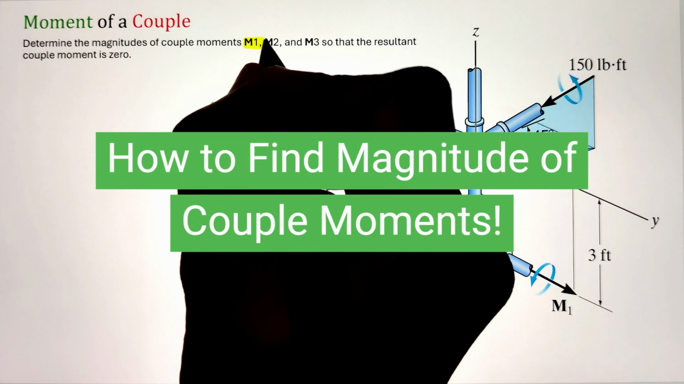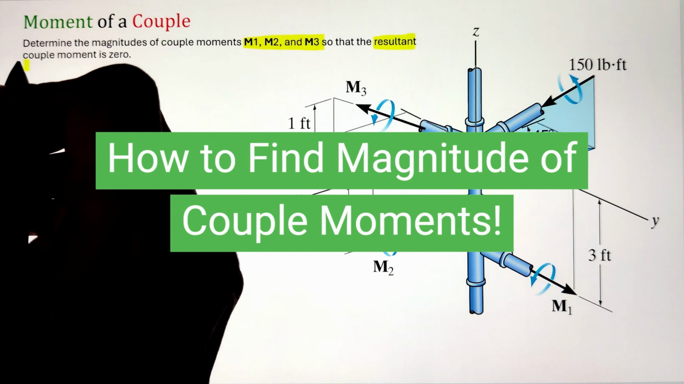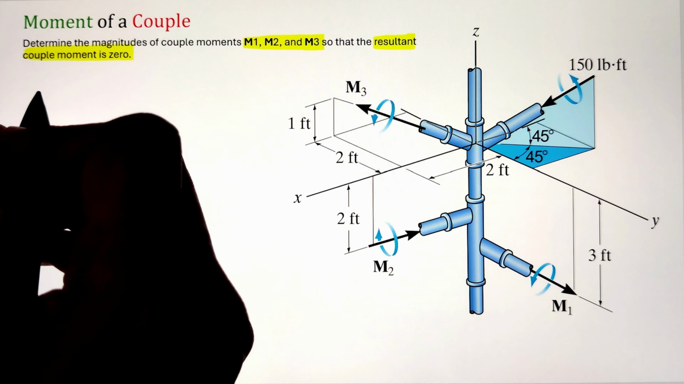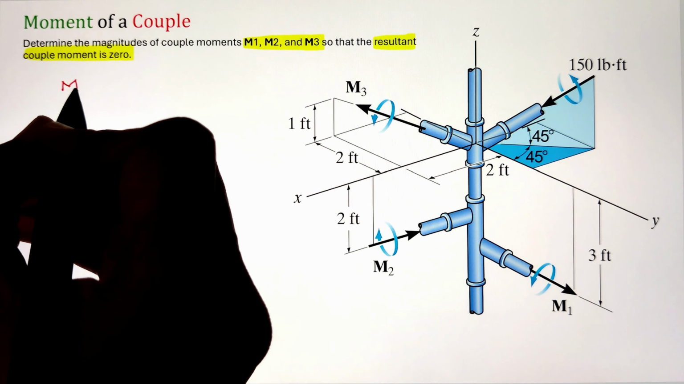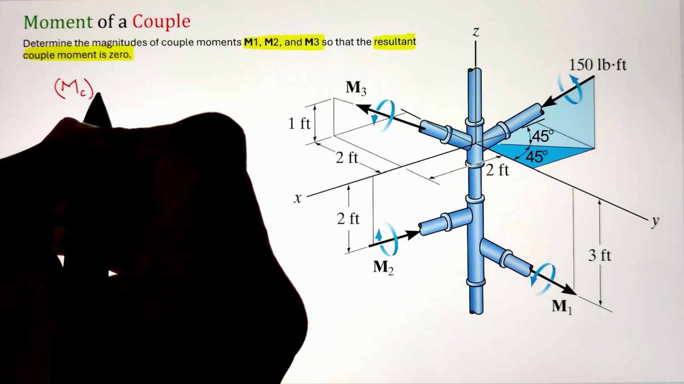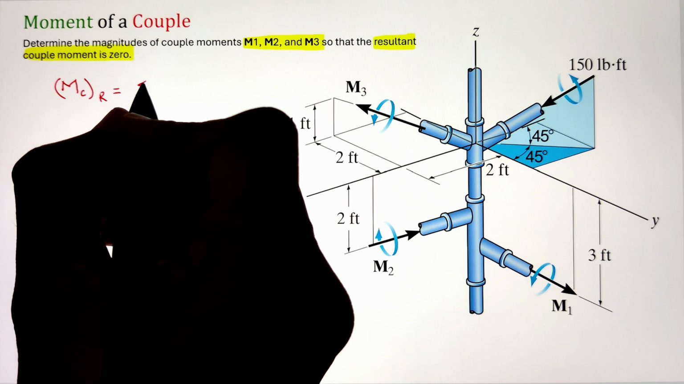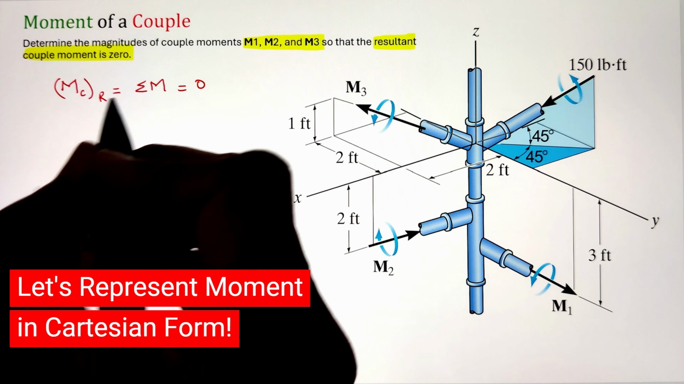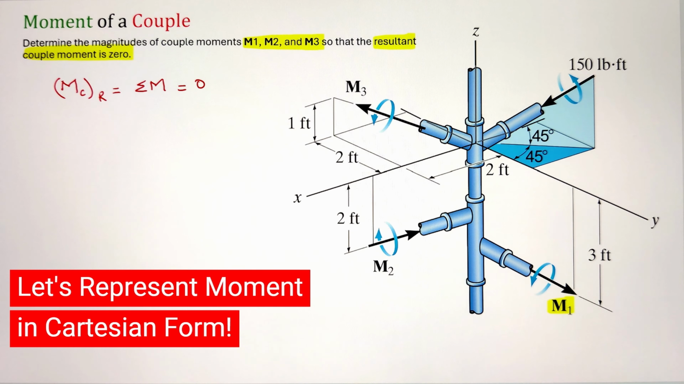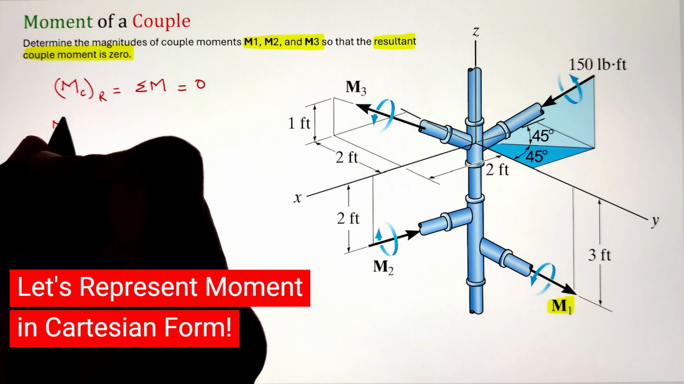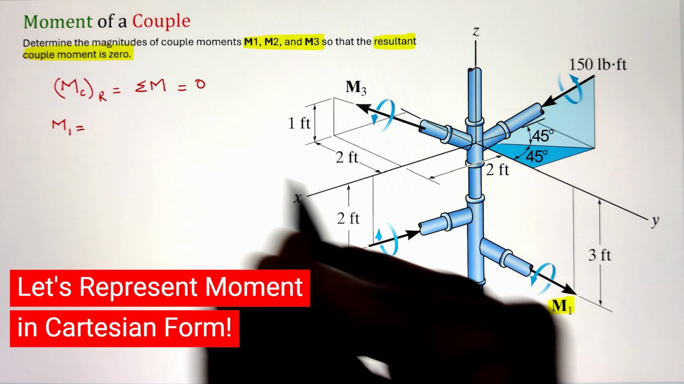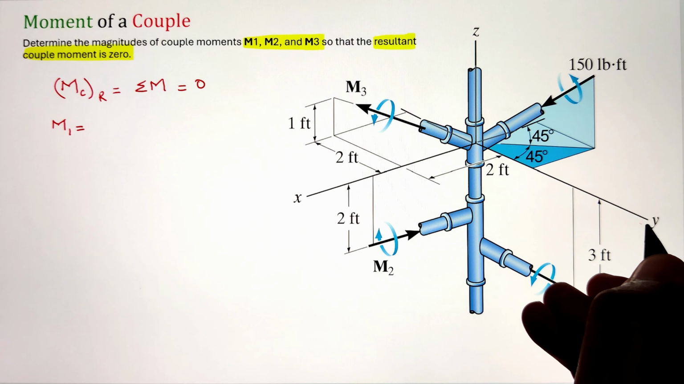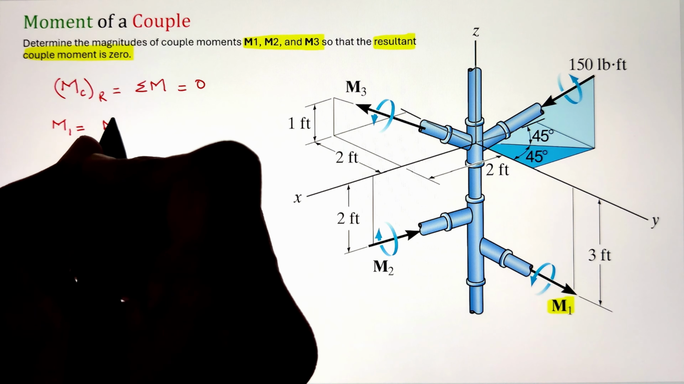In order to find the magnitude of couple moments M1, M2, and M3 so that the resultant couple moment acting on the system is equal to 0, we can write our expression that the resultant couple moment will be the sum of all the moments acting on this system. In this case, we have 4 of them, and their sum should be equal to 0 based on the condition given in the problem. So let's write each one of them in Cartesian form so that we can later add them together.